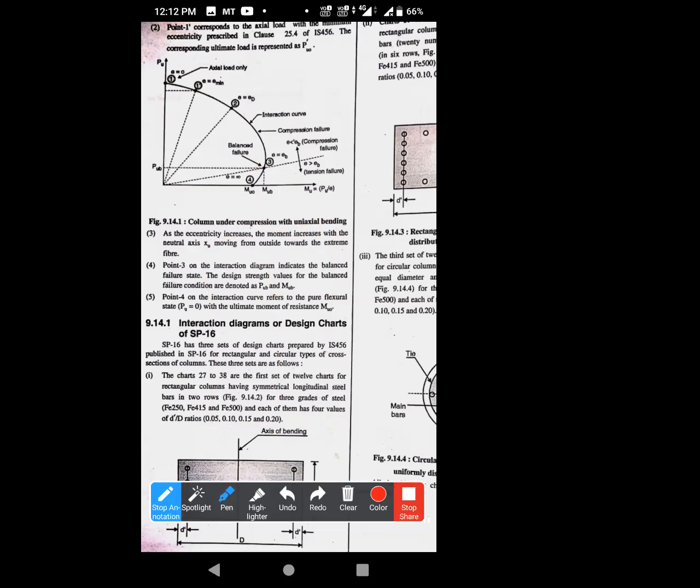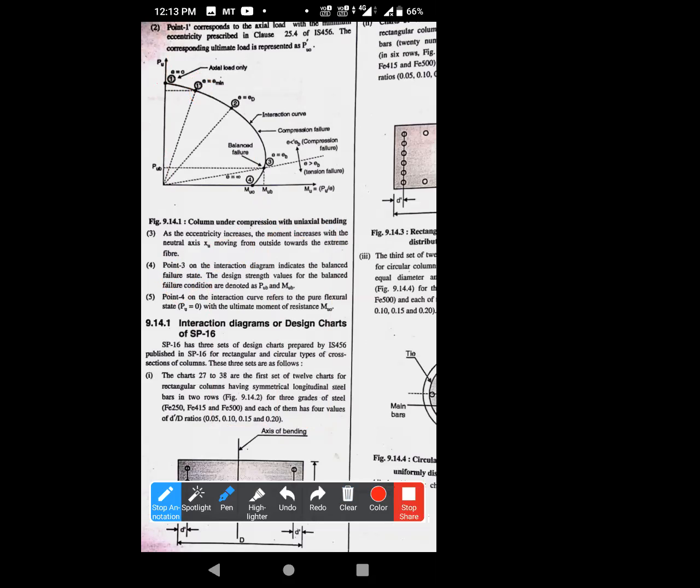Point P1 dash corresponds to the axial load. There is an axial load with minimum eccentricity, e minimum. As it moves outside of the y axis, it has some bending moment also, with some eccentricity available. Therefore it is denoted by PUO dash.